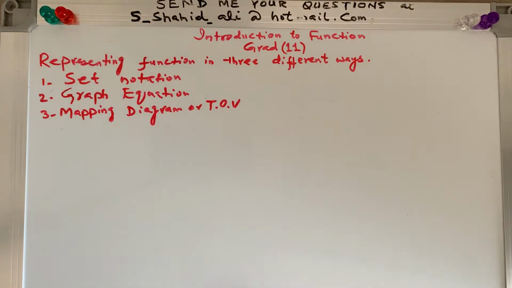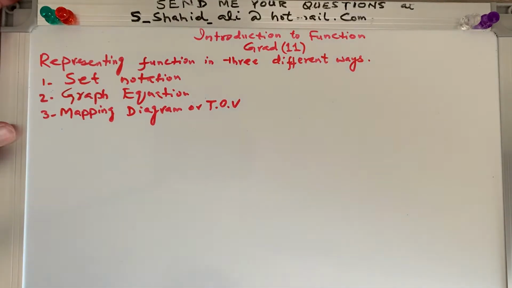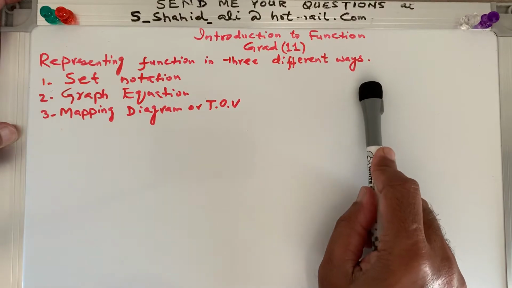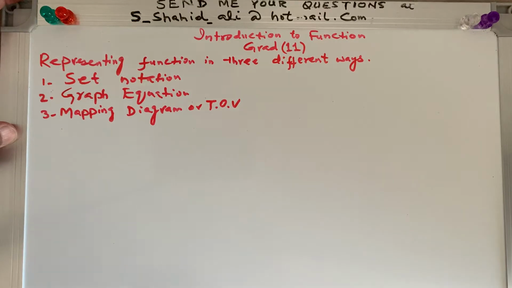One of my 11th graders has sent me a question regarding representing the function in three different ways. Actually, this topic, representing a function in three different ways, is the introduction to functions for grade 11. We can represent a function as set notation, graph, equation, and number 3 is the mapping diagram or TOV. TOV is table of values. So we will be learning here these three ways to represent a function.